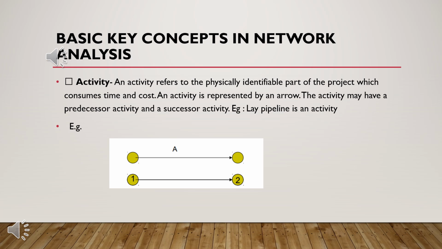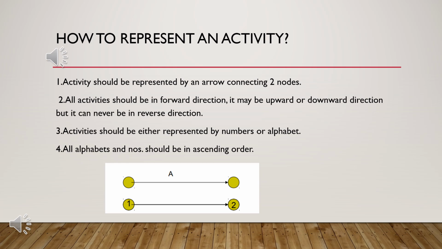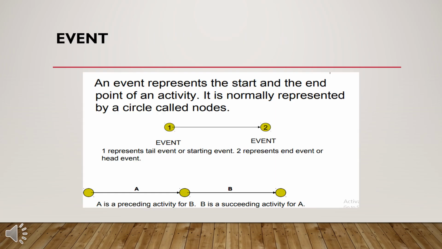Rules: 1. Activity should be represented by an arrow connecting two nodes. 2. All activities should be in forward direction. It may be upward or downward direction, but it can never be in reverse direction. 3. Activities should be either represented by numbers or alphabet. 4. All alphabets and numbers should be in ascending order. Event.